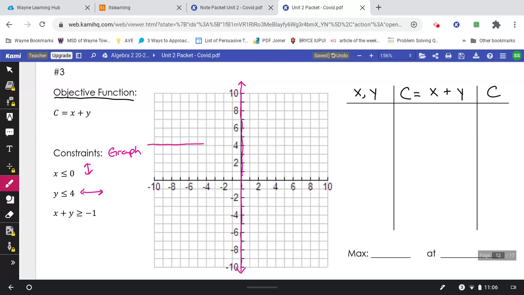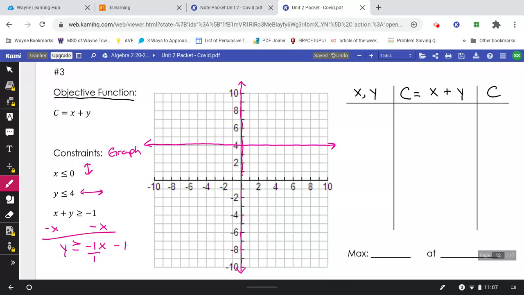Y is 4, will be right across here, go through the y-axis at 4. This last one, you need to solve for y. So we'll subtract the x. Y greater than or equal to negative x minus 1. Now, since I'm going to be graphing it, I'm going to go ahead and put a 1 over 1, so I have a number for my slope.